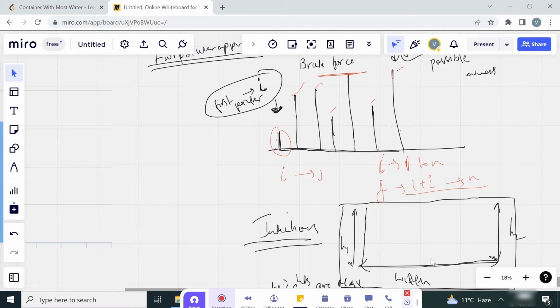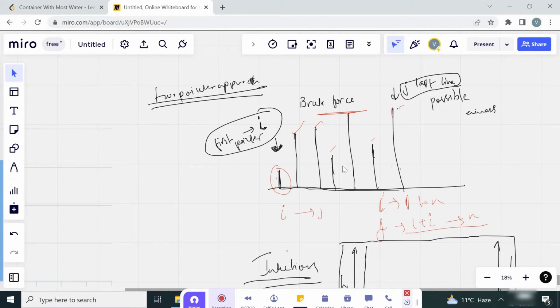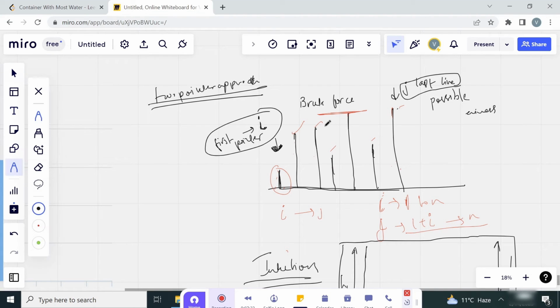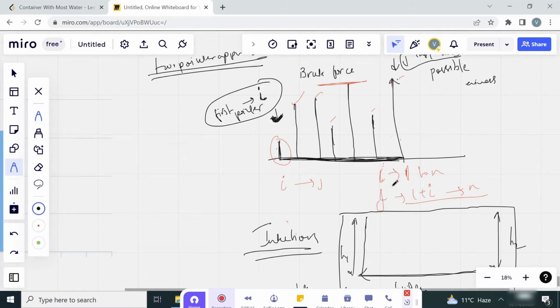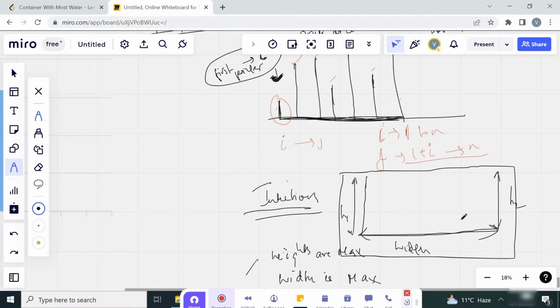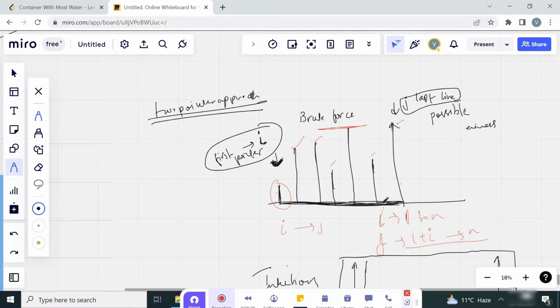We have the maximum width at least, because the heights are randomized, at random points. But we are sure of one thing: we can start with the maximum width, and the maximum width will be between the first line and the last line. Because the maximum water will be contained in a container which has the maximum heights and the maximum width, we start with the maximum width, which we know will be between the first line and the last line.